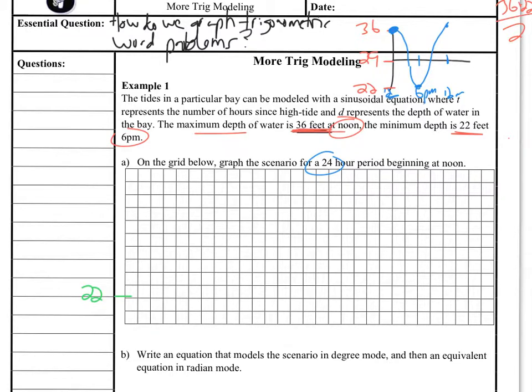We have to make sure that this is evenly spaced out. So what we're going to do is use, I like 4 boxes. So here's 22. I'm going to count up 1, 2, 3, 4 boxes, and that's going to be 29. And then I'm going to count up 1, 2, 3, 4 boxes, and that's going to be my 36.